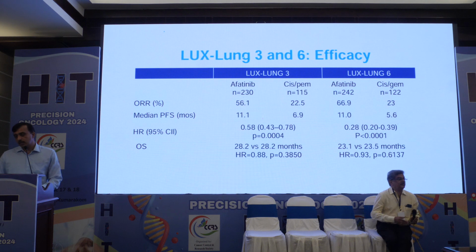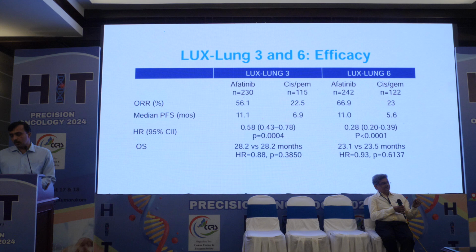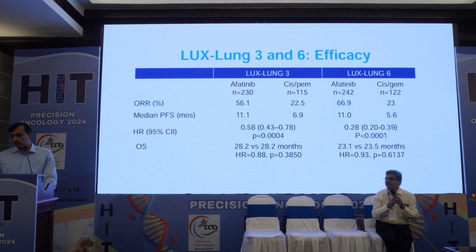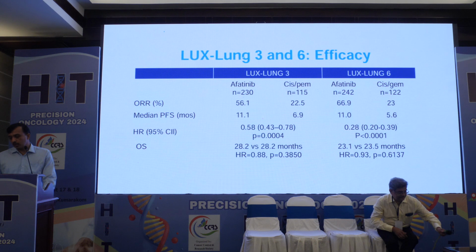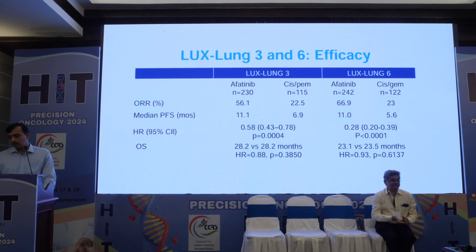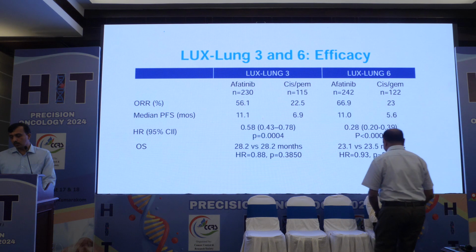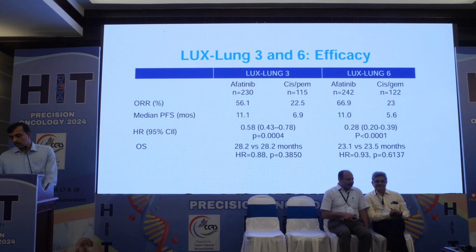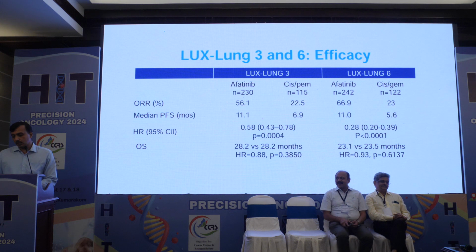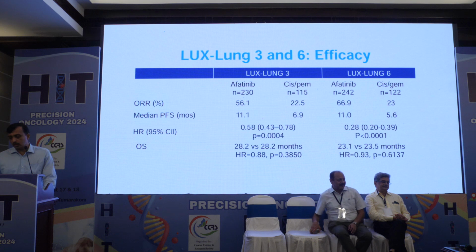After the first generation, I'm not going to discuss the other, because it does not seem to be in common use nowadays. The toxicity is there. So the second generation came, that is afatinib. Let's look at LUX-Lung 3 and 6. One was against cisplatin-pemetrexed and the other against cisplatin-gemcitabine. LUX-Lung 6 was particularly in the East Asian population. So that's the difference there, and the chemo regimen was also slightly different. Otherwise, the selection criteria were all the same, all EGFR mutant.